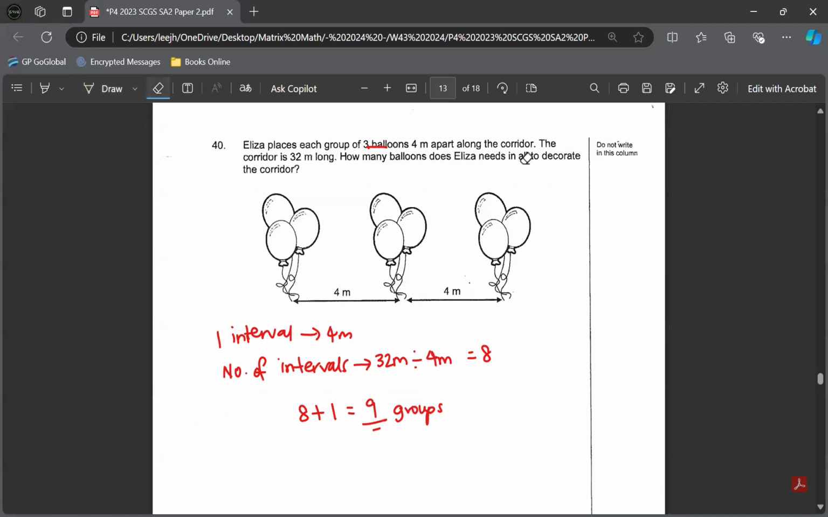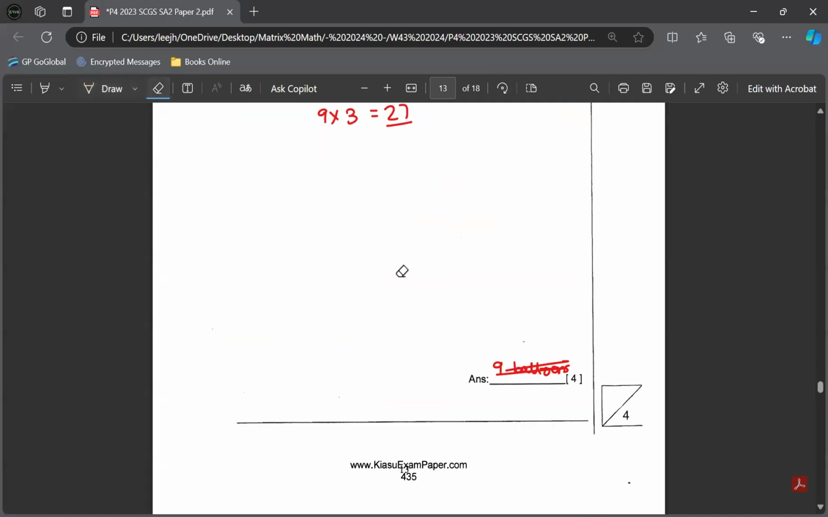Sorry, I overlooked that fact. So 9 groups of balloons, right? One group got 3 balloons, so 9 groups will be 9 times 3, 27. It needs a total of 27 balloons. Wait, this one I erased. Okay, 27 balloons. It's 9 groups, but there will be 27 balloons.